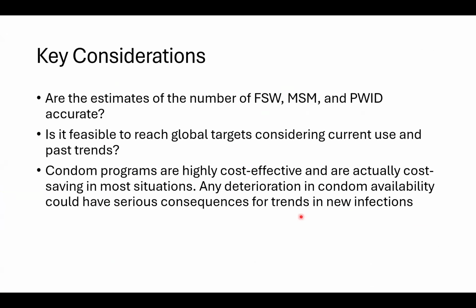And so there are a few key considerations to keep in mind as you're looking at this. Just like we were talking about with PrEP and as came through the Menti, it's important to review all of the population sizes to make sure that they're accurate, with a special focus on female sex workers, men who have sex with men, and people who inject drugs, just because we recognize there is a lot of uncertainty around the sizes of those populations, and any uncertainty around the population sizes is going to translate into uncertainty around the number of condoms needed to reach targets in those populations.